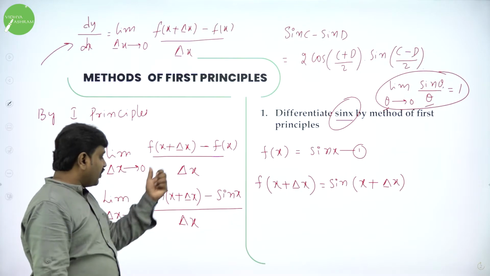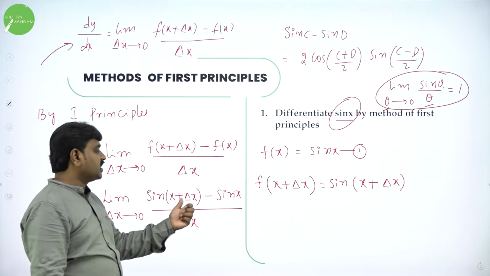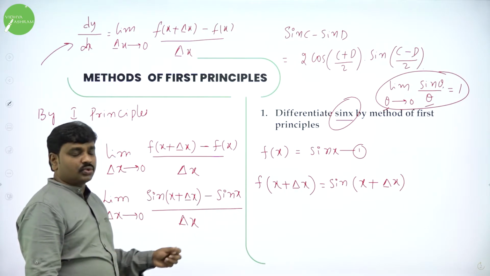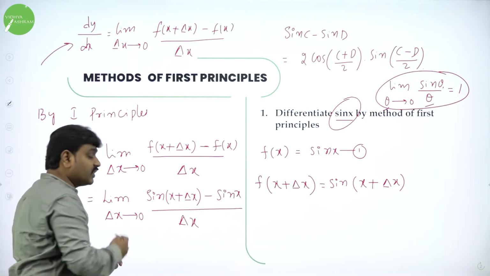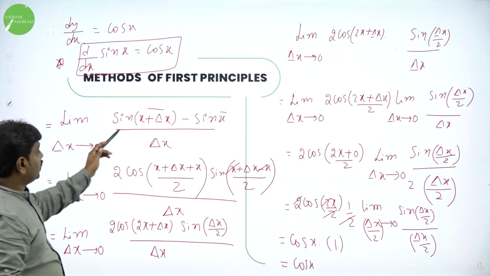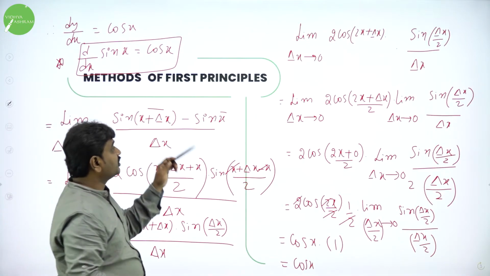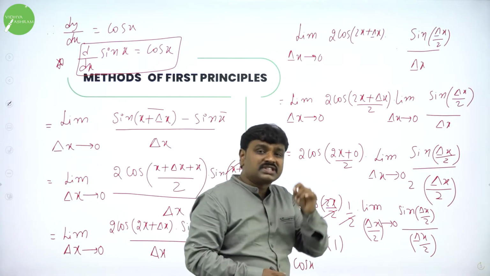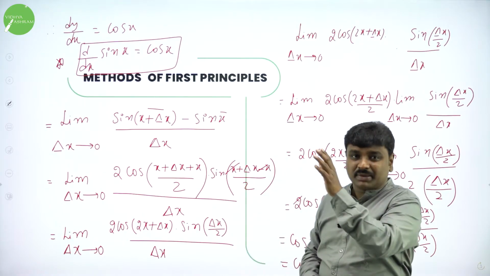So, in the place of f of x plus delta x, put sin of x plus delta x, and in the place of f of x put sin x, and substitute. Now, in the place of delta x directly, if you put 0, it will become 0 by 0. So, that is why we have to apply the limit by using the transformation sin c minus sin d. What is sin c minus sin d? 2 cos c plus d by 2.